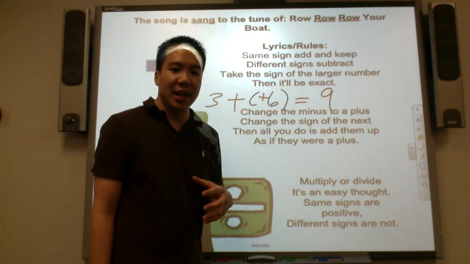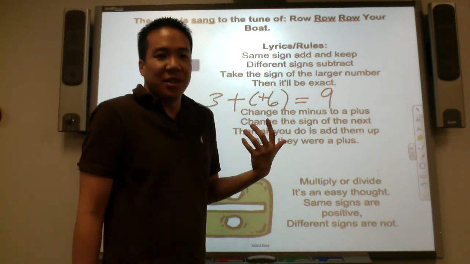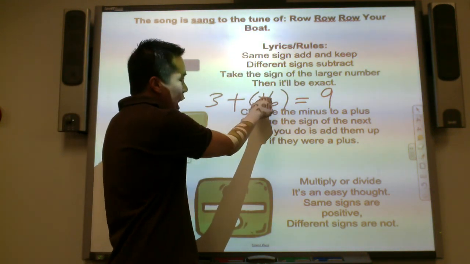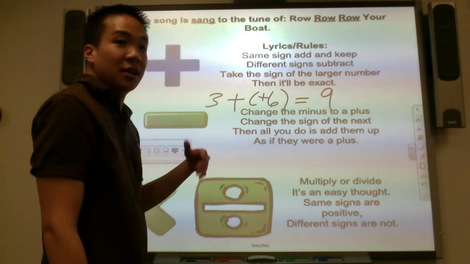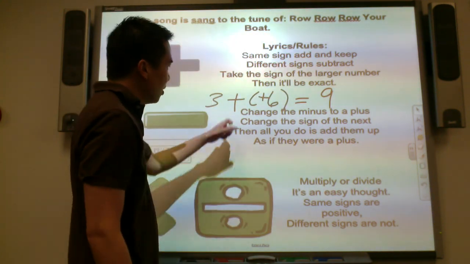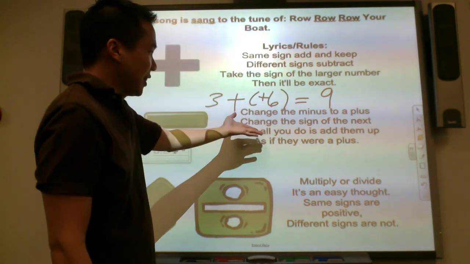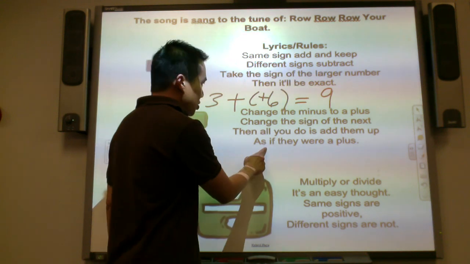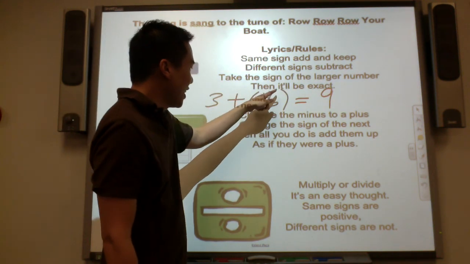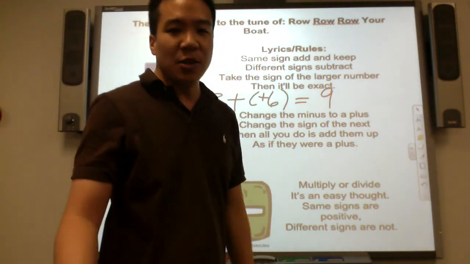Some of your parents may say, when they learned it, it's called add the opposite. That's what I learned when I was 12 years old. You change that to an adding, and what's the opposite of your second number? Add the opposite. Some teachers teach it as keep, flip, change. Keep the first number, flip this subtracting to an adding, change that. I like this one. It makes more sense to me. What you do is you change the minus to a plus, change the sign of the next, and all you do is add them up as if they were a plus. So that is subtracting integers.